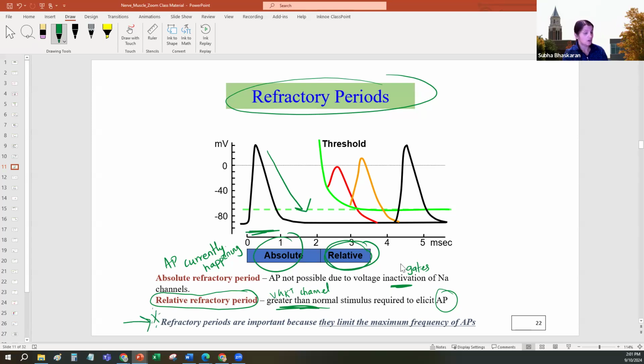So why are refractory periods important? This is especially important in cardiac muscle. It allows the cell to completely get activated, and they limit the maximum frequency of beats. Got it? Okay. We'll take a 5-minute break and then resume with our Zoom session. I hope you will be joining.